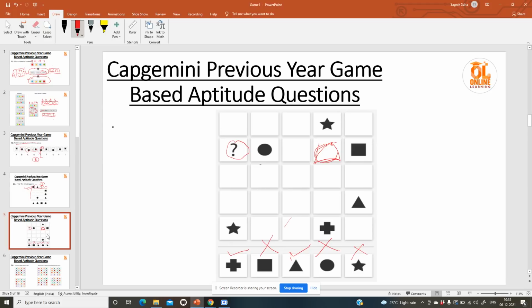If triangle is present here, circle, triangle and plus are present in the row, and in this column star is present, so your answer must be plus. So your answer will be plus. So it's done. Hope you have understood. If you have any problem, then you can comment in the comment section. Now move to the next type of question.